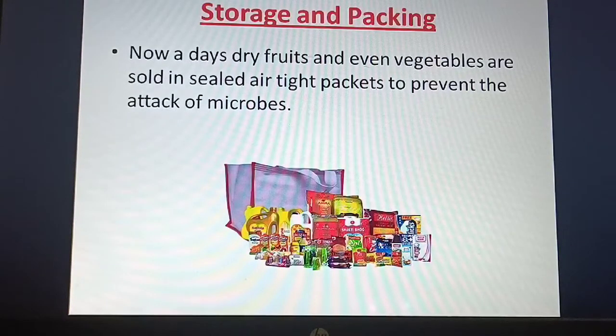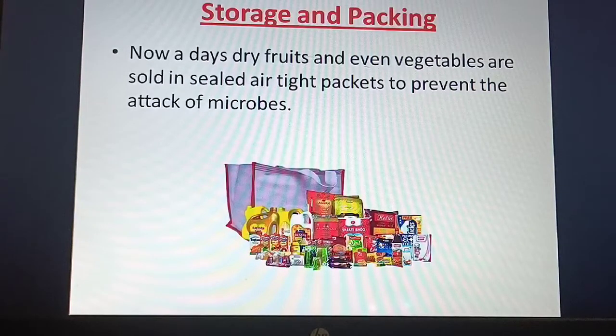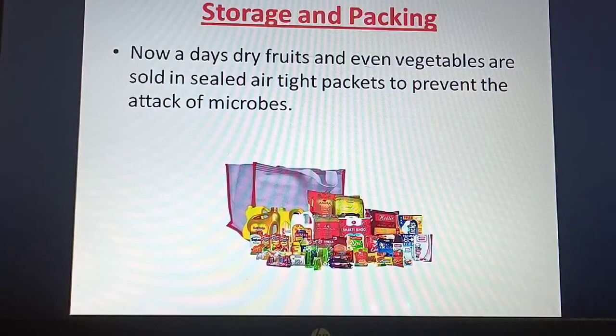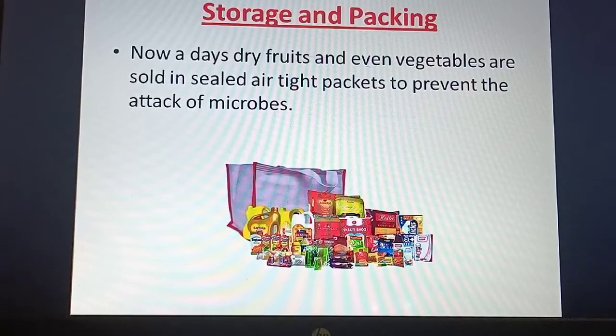The next is storage and packing. Some food we store and pack properly, isn't it? Nowadays, the dry fruits and even the vegetables are sold in sealed airtight packets. If you go to a supermarket or mall, the dry fruits and vegetables are sealed in plastic, in airtight packets. Why are they sealed? In order to prevent the attack of microbes. Otherwise these dry fruits and vegetables can very easily get attacked by microbes. Therefore they are sealed in airtight packets.